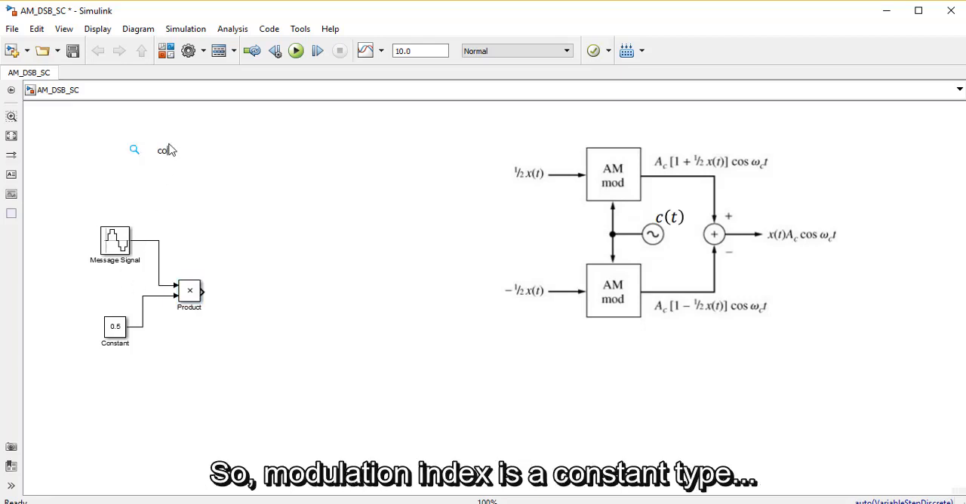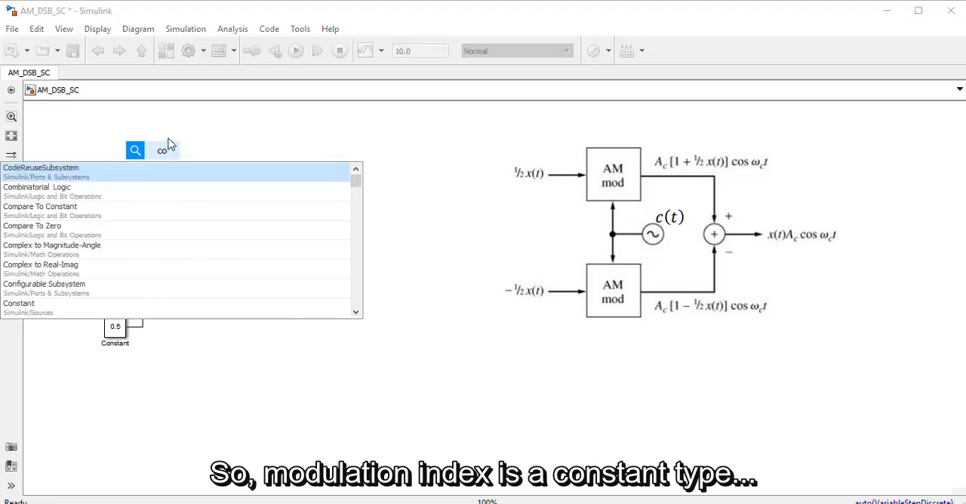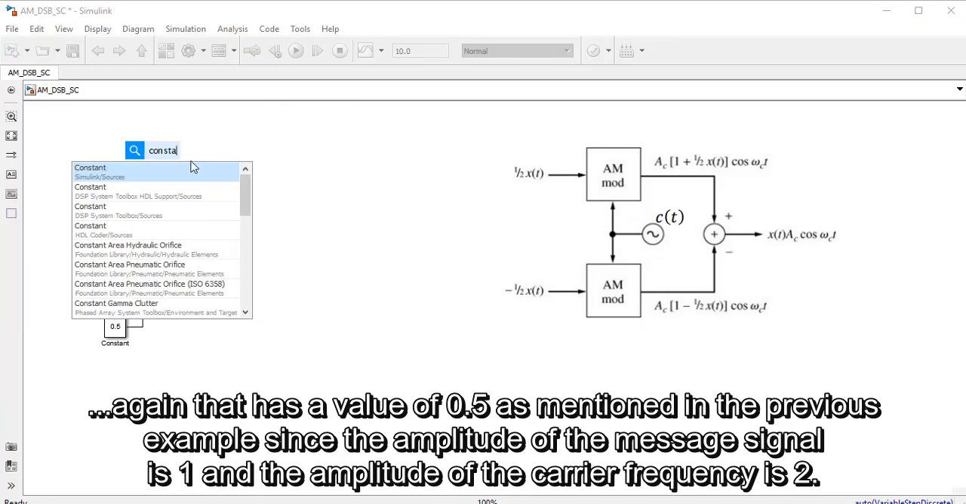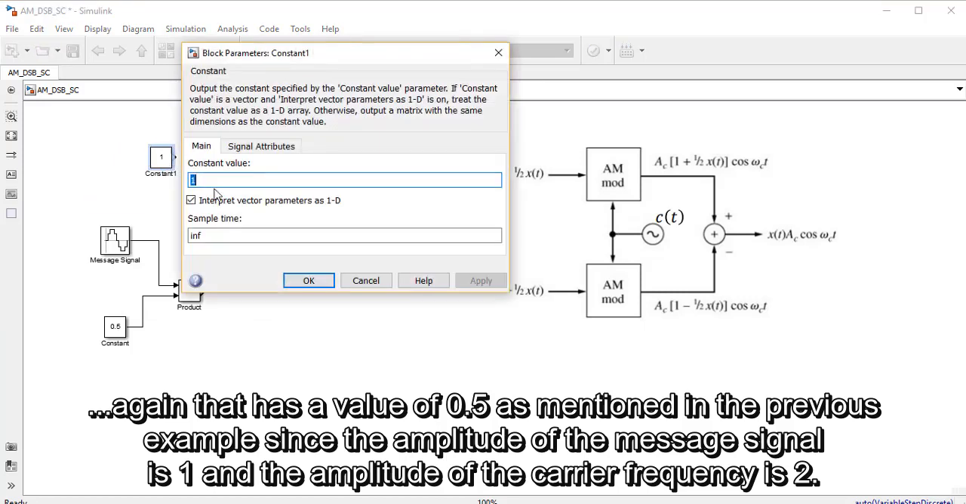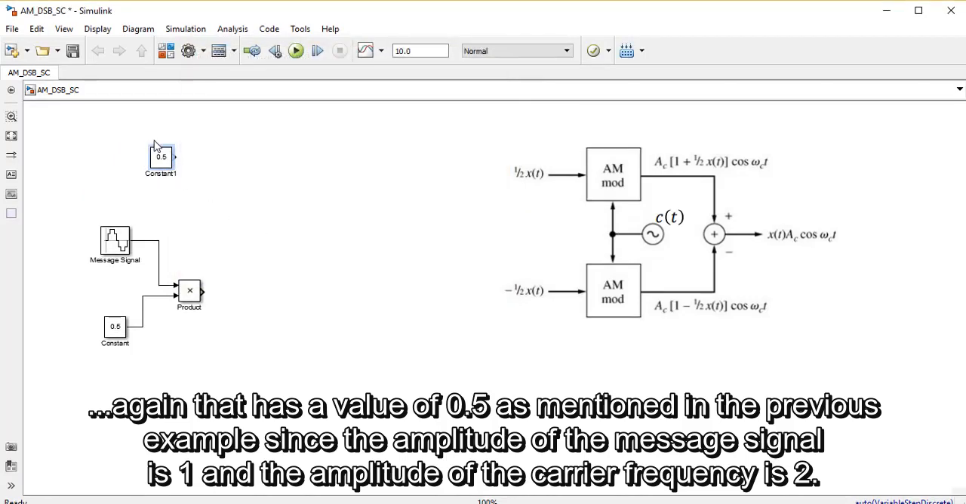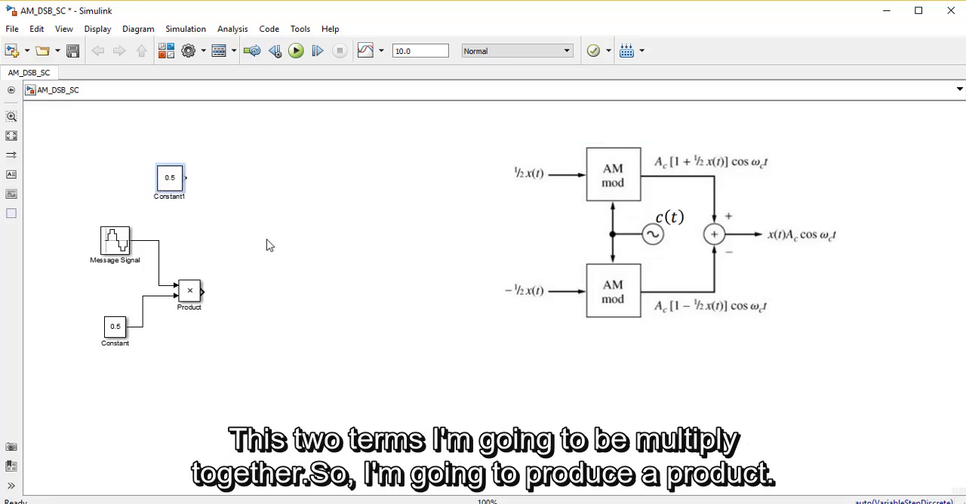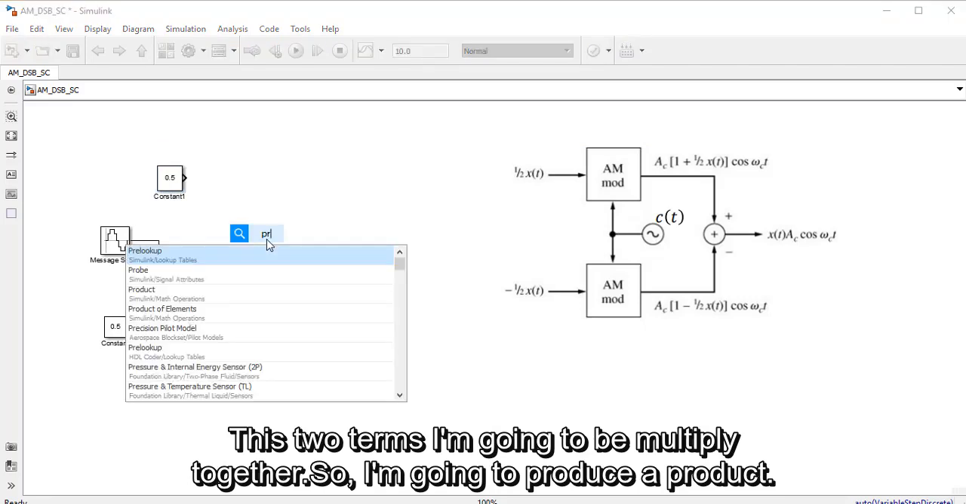So modulation index is a constant type, constant, and again that has a value of 0.5, as mentioned in the previous example, since the amplitude of the message signal is 1 and the amplitude of the carrier frequency is 2. These two terms are going to be multiplied together, so we're going to introduce a product.